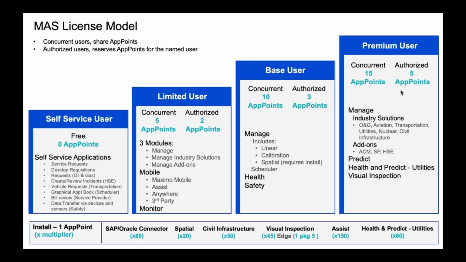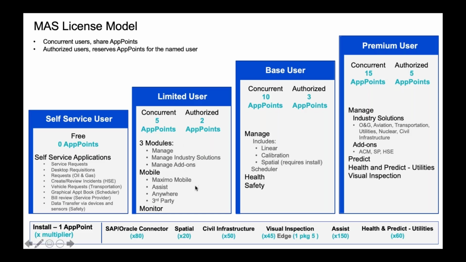So then I'm a base user. I can then have access to what a limited user has access to. A limited user is 5 app points for concurrent or 2 app points for authorized. This is very similar to our EAM methodology that we have today, that you have access to your 3 modules. Those 3 modules can be any 3 modules under Manage, Industry Solutions, or add-ons, except for the admin modules, which are like system config or organizations, et cetera. Those types of admin modules are not part of a limited user.